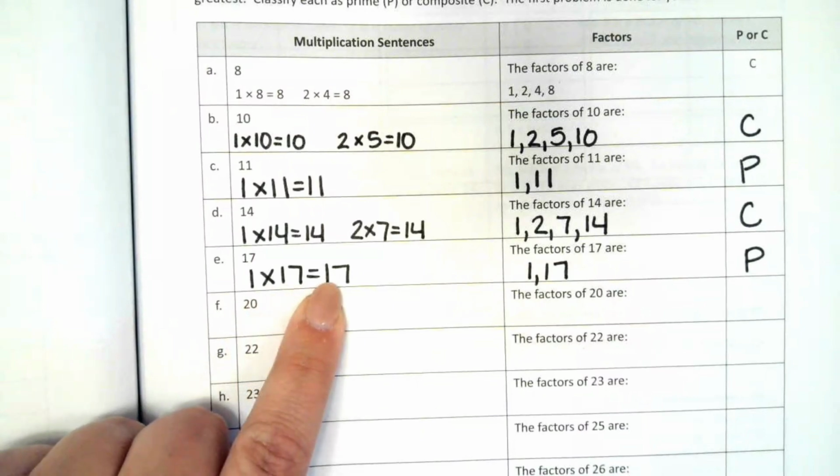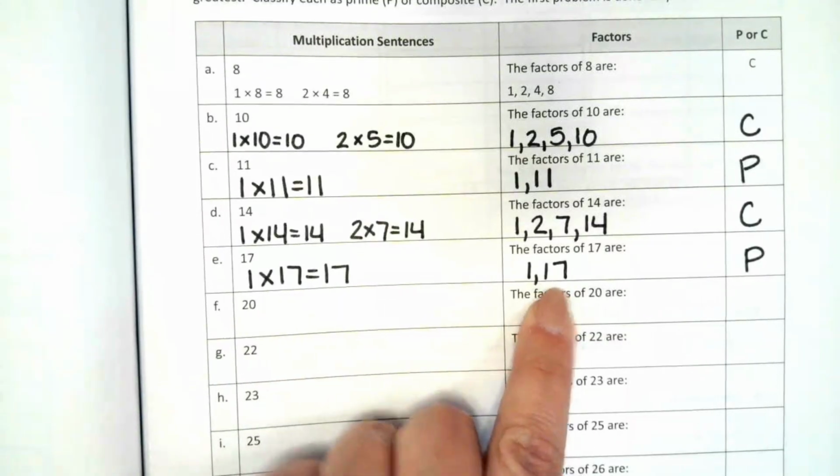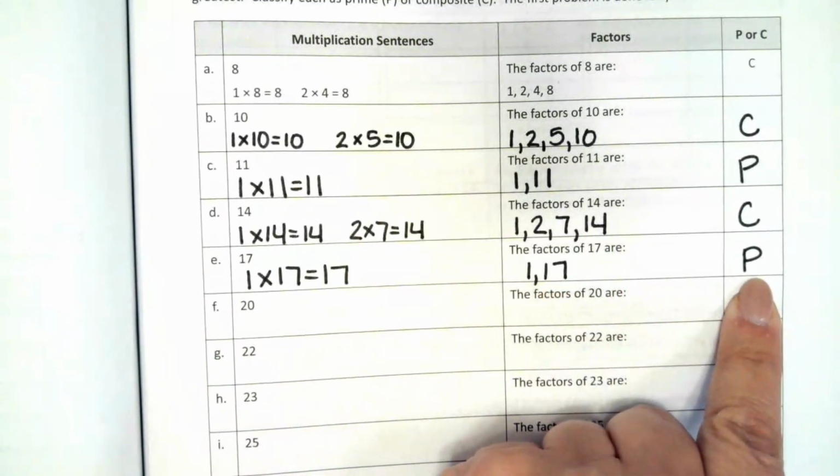1 times 17 equals 17, and that's it. The only factors are 1 and 17. So it is prime. How did you do?